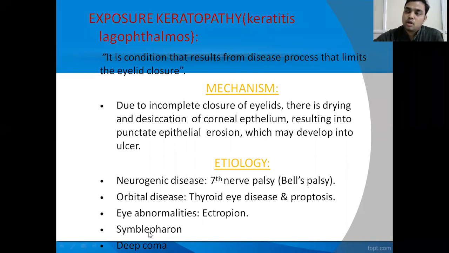And in case of deep coma, where the patient is unable to close his eyes, because of that there is a continuous exposure of the eyeball to the environment, and that leads to drying and desiccation and damage to the corneal epithelium, which eventually leads to ulcer formation.